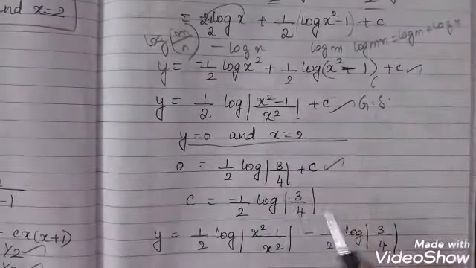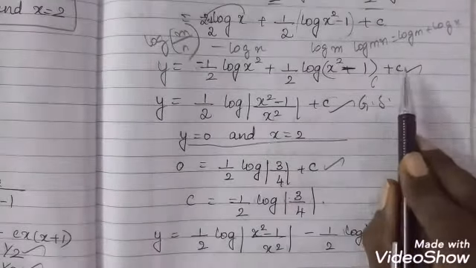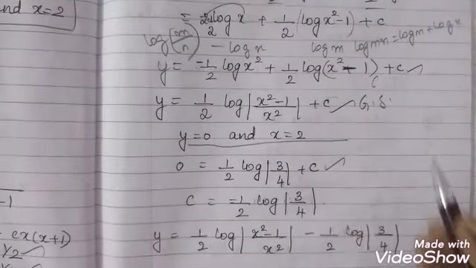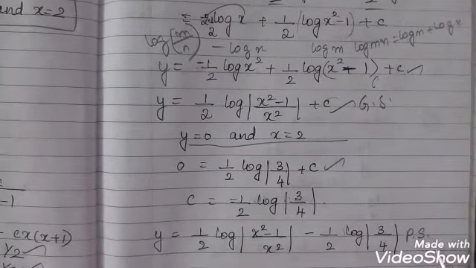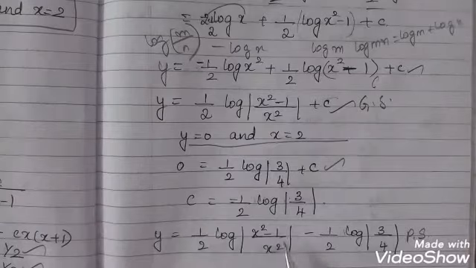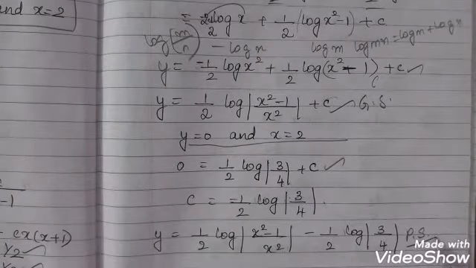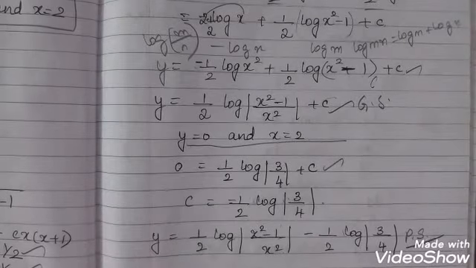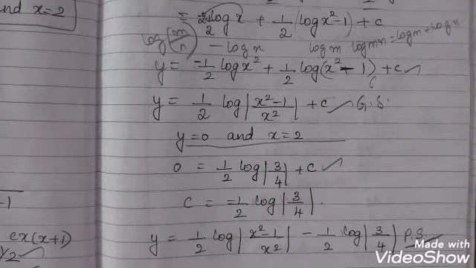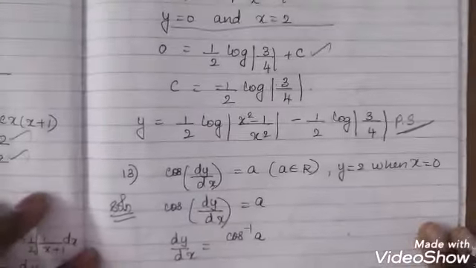So what is your y equal to? Substitute it in this. Don't ever stop with c. You'll have to substitute it in the general solution. Only then can you find the particular solution. So it is 1 by 2 log mod of x squared minus 1 divided by x squared, minus 1 by 2 log mod of 3 by 4. So this is the particular solution. Got it? Yes.